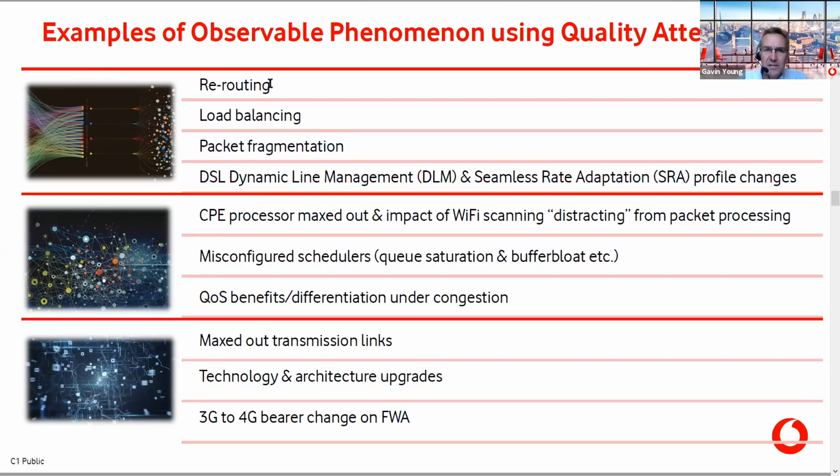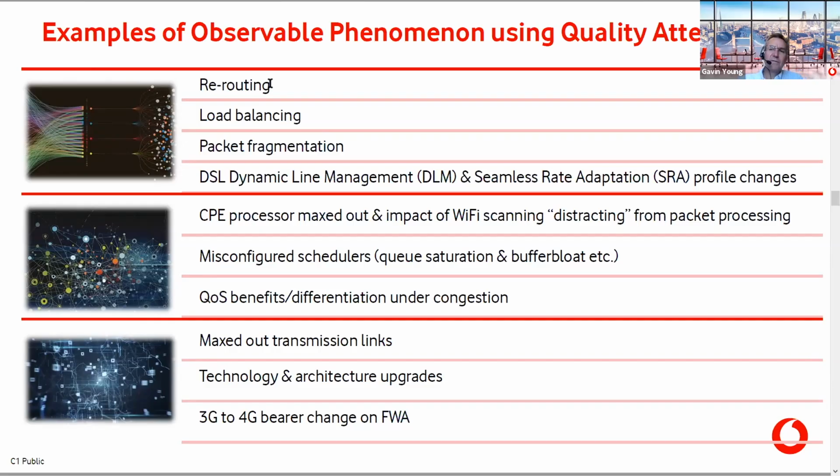Similarly, load balancing effects, packet fragmentation, that's a classic one. You see a discontinuity when you plot the delay versus the packet length, and you can see fragmentation effects. You can see rate adaptation and dynamic line management effects, changing speed profiles, and on radio networks as well. And sometimes if you have a CPE processor that's maxed out, these kinds of effects show up.